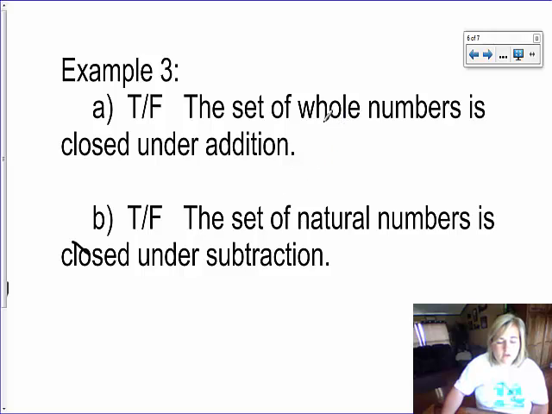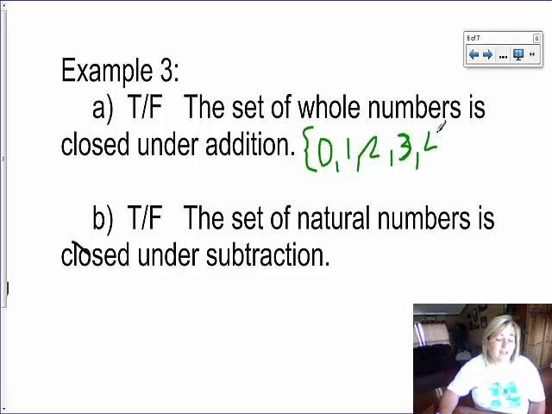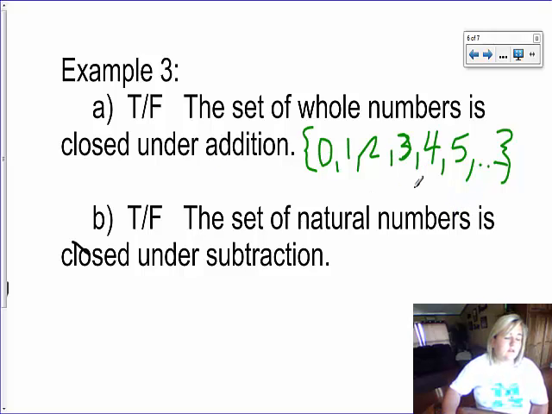So whole numbers, let's remember, are the set of counting numbers or natural numbers and zero. So we have 0, 1, 2, 3, 4, 5. It keeps going. And that looks like the ellipsis on there. Okay. So if I add any two of these numbers, am I always going to get a whole number? Let's think about it. 0 plus 2, that gives me 2. 2 is a whole number. 2 plus 4 gives me 6. 6 would be a whole number. This is going to be true.